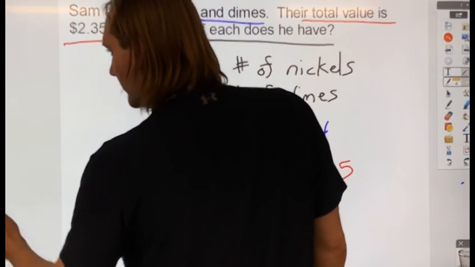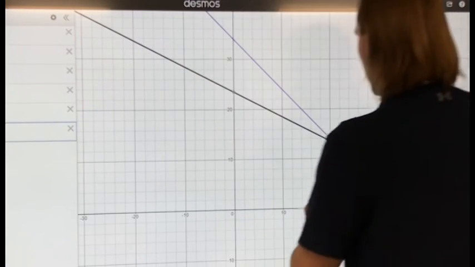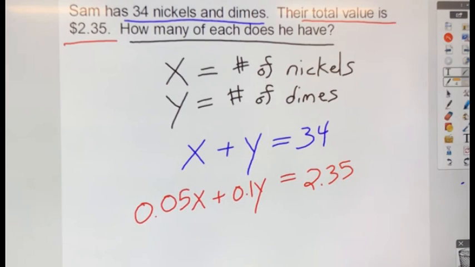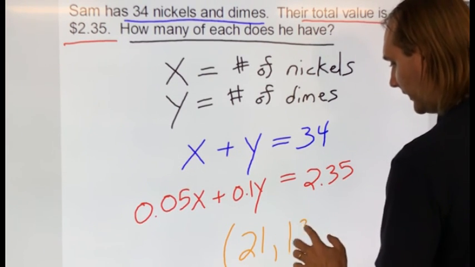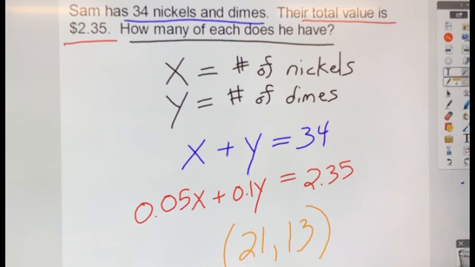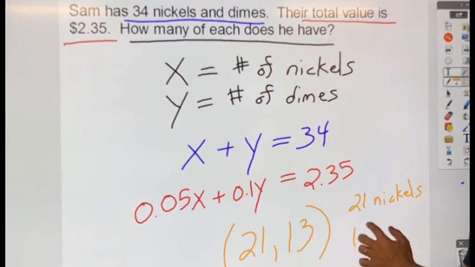Let's graph those 2. Like so. And I get 21 and 13. So what does 21 mean? What does 13 mean? 21 is the number of nickels. Okay, I have 21 nickels and 13 dimes. Very good. We did one.